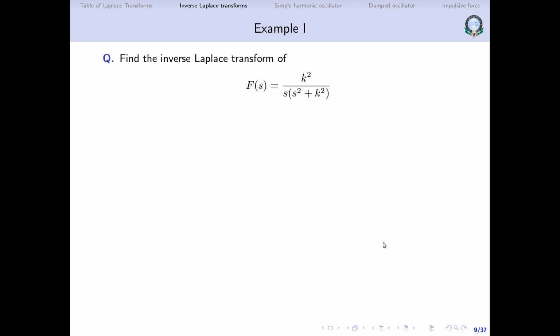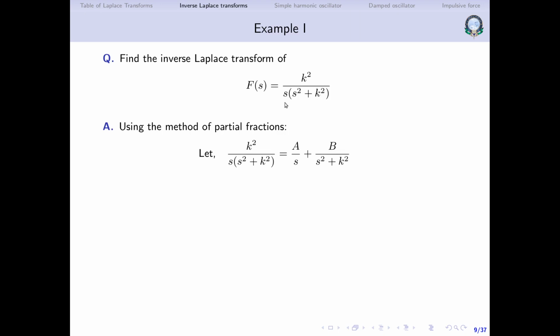So now we have to do some kind of manipulation first. We'll use the method of partial fractions. If you recall partial fractions, we can write this in terms of two fractions. The first fraction involves the first term in the denominator, and the second fraction involves the second factor in the denominator.